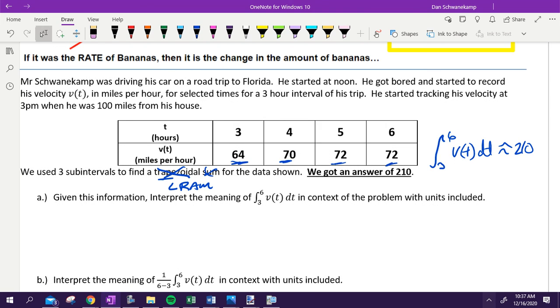Given this information, interpret what that means. What does it mean if I integrate 3 to 6 of v(t) dt and I got 210, and we're going to include some units. Talk with your neighbor for a second. What does that mean? If I integrate from 3 to 6 of v(t) dt, what does this tell me? Anybody have a good answer for me here?